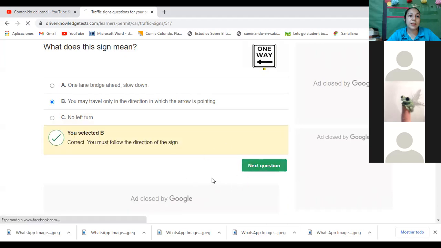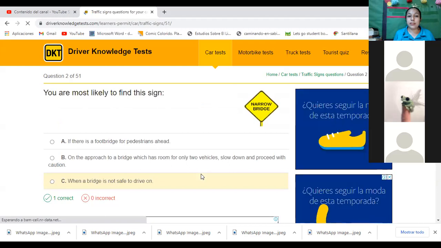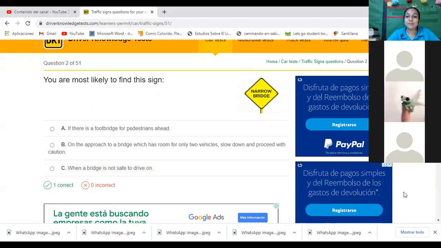Next question. Let's see. Okay, you are almost likely to find a sign. Okay, narrow bridge. A, B, or C. If there is a footbridge for pedestrian ahead, one of the approach to a bridge which has room for only two vehicles, slow down and proceed with caution. And when a bridge is not safe to drive on. What do you think? A, B, or C?